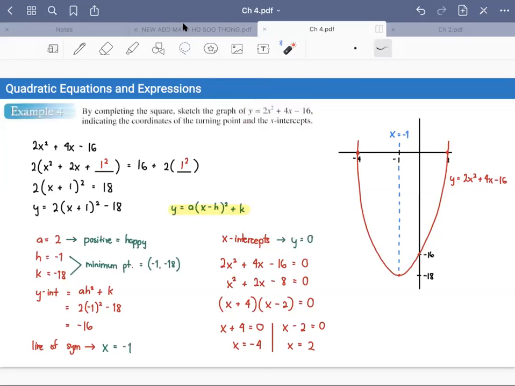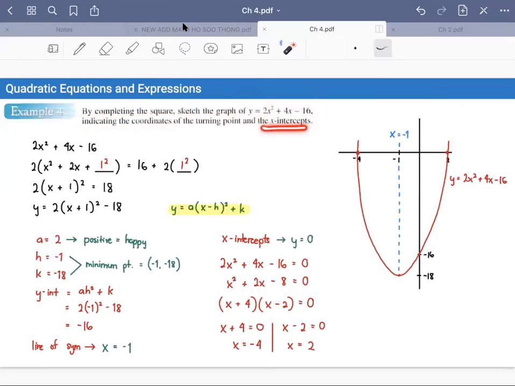So let's have example number 4. Okay, so let me read. By completing the square, sketch the graph of y is equal to 2x² plus 4x minus 16, indicating the coordinates of the turning point and the x-intercepts. So we need to know where the x-intercepts are.